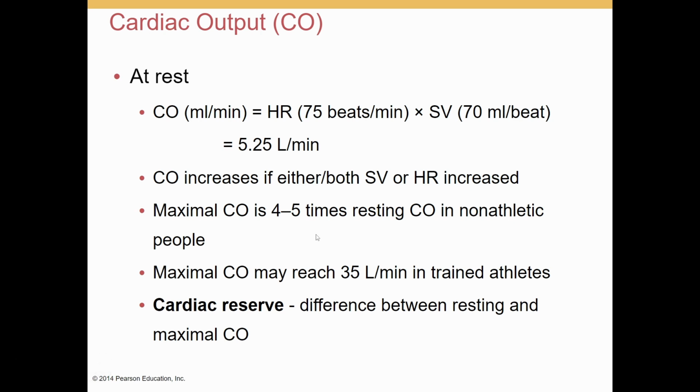Maximal cardiac output is generally about 4 to 5 times the resting cardiac output in a non athletic person. Maximal cardiac output, though, may reach 35 liters per minute in a trained athlete. And there is a cardiac reserve, or a difference between resting and maximal cardiac output.